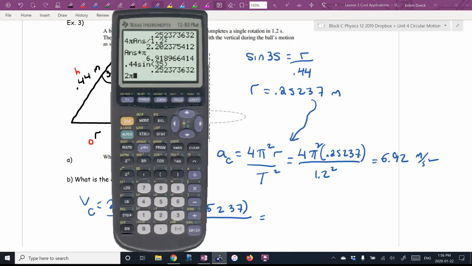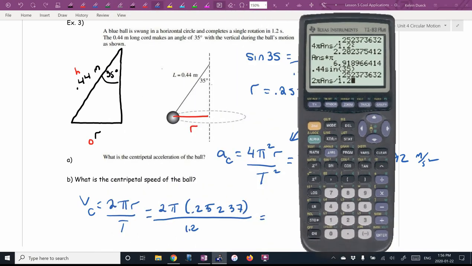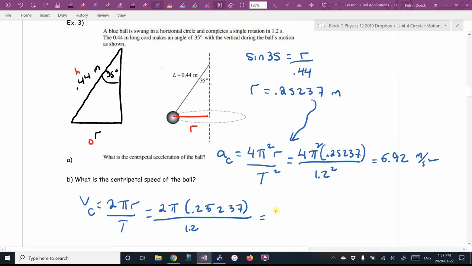2 pi answer button divided by 1.2. Better double check this time, Mr. Dueck. Nope, didn't miss a square this time. 1.32, I hope, meters per second.